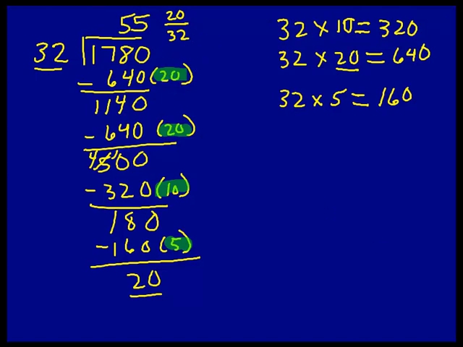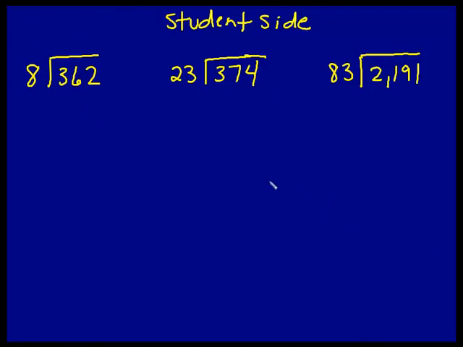Now we're going to have you try some on the student side. You've got three problems here. You've got a three-digit dividend by one-digit divisor, three-digit dividend by two-digit divisor, and a four-digit dividend by a two-digit divisor. So you're going to try these on your student side, and we will discuss in class.